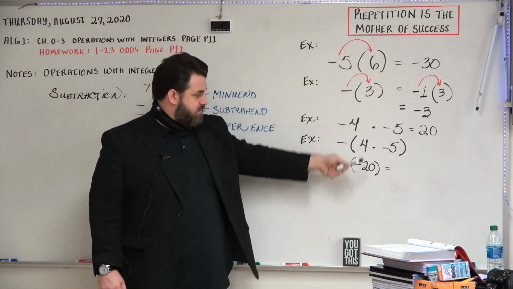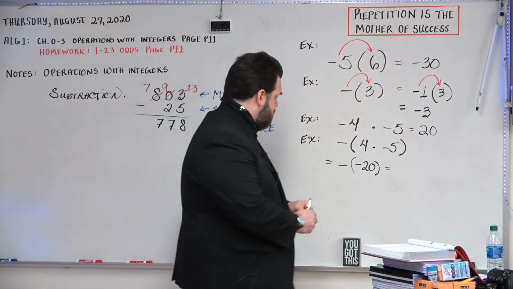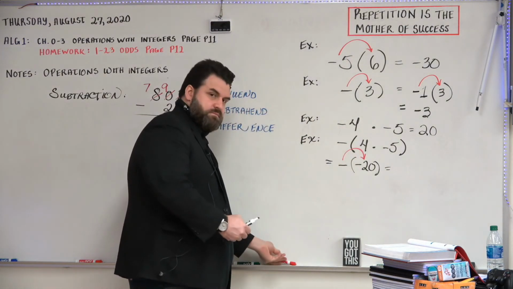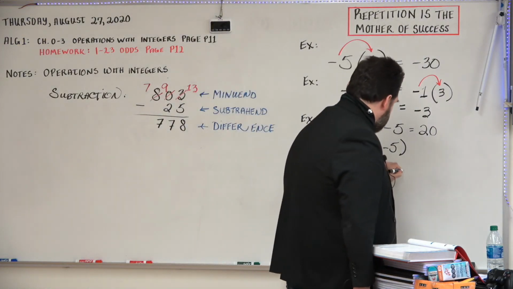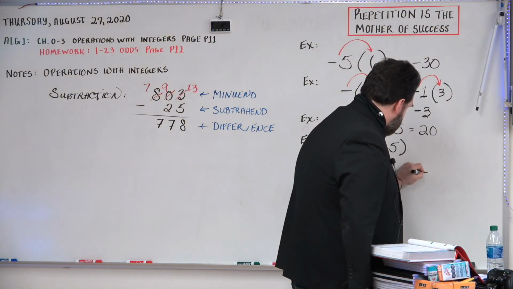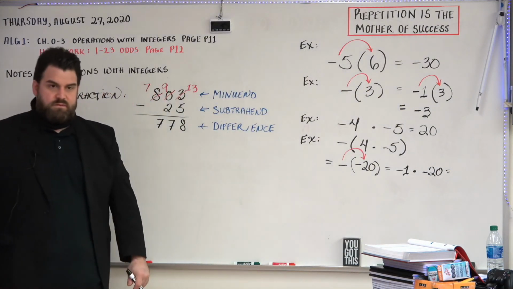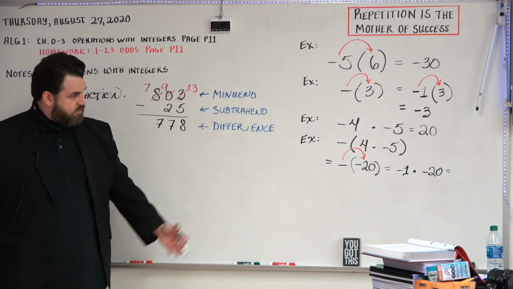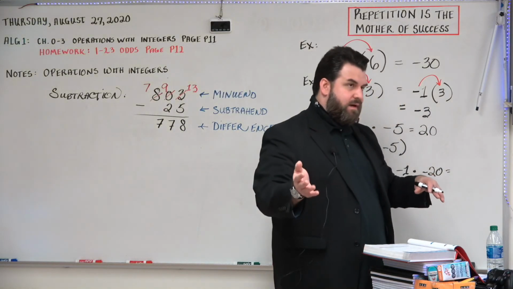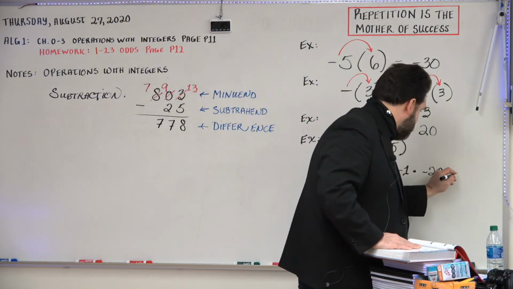Go back up here. You're going to distribute that negative symbol. So what it's really saying is -1 times -20. And what does that equal? +20. Yeah. Multiplying a negative number by -1 just changes it to a positive number.